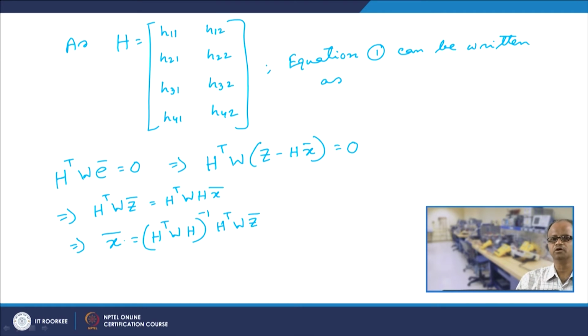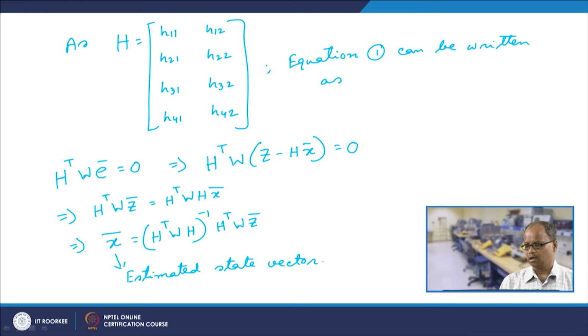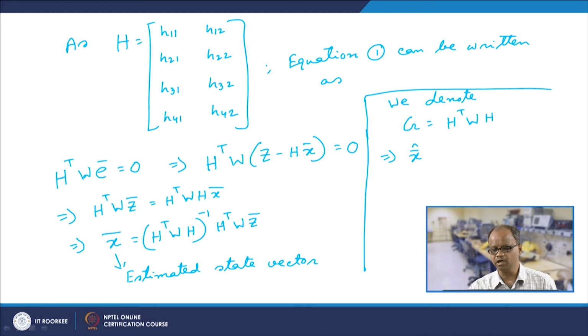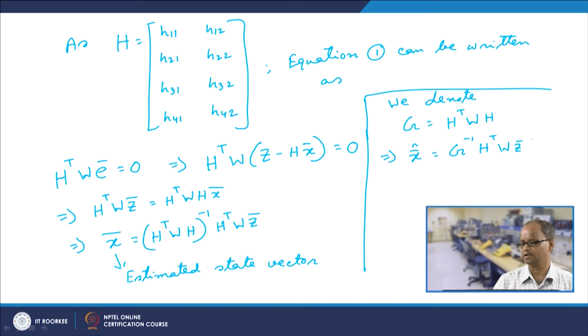So, this is the estimated value of the state vector. Now, we denote G, that is, we call it the gain matrix, as H transpose W H. Then the estimated state vector, with a hat, x bar hat, where hat stands for the estimated state vector, we write as G inverse H transpose W Z. So, this is the final expression of the estimated value.